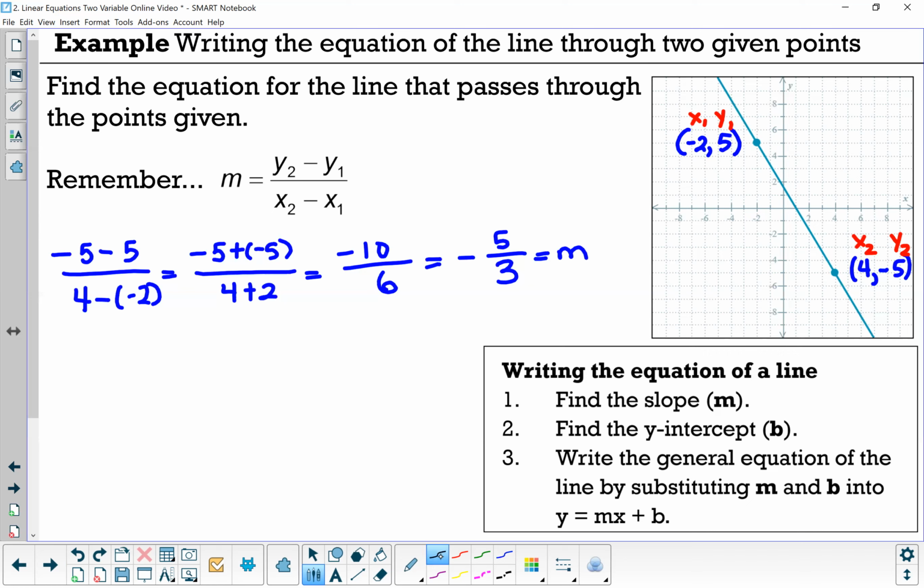There's the slope. So in other words, our equation so far is y equals -5/3 x plus b for the y-intercept. Let's use our graph just to verify our slope.